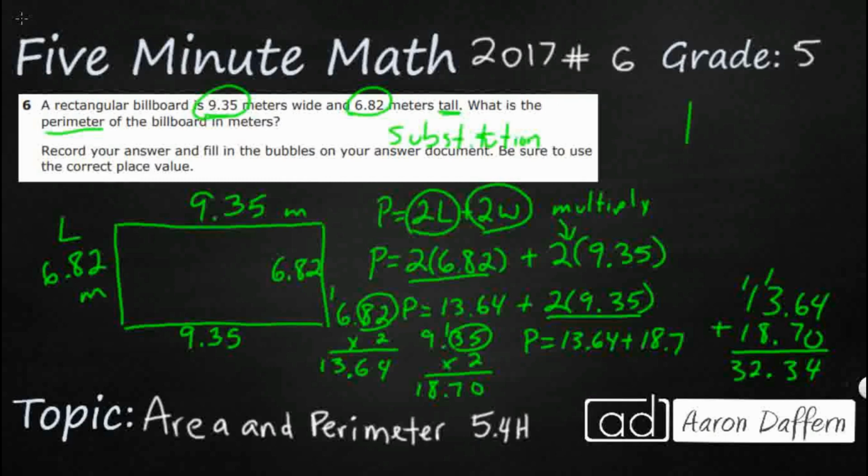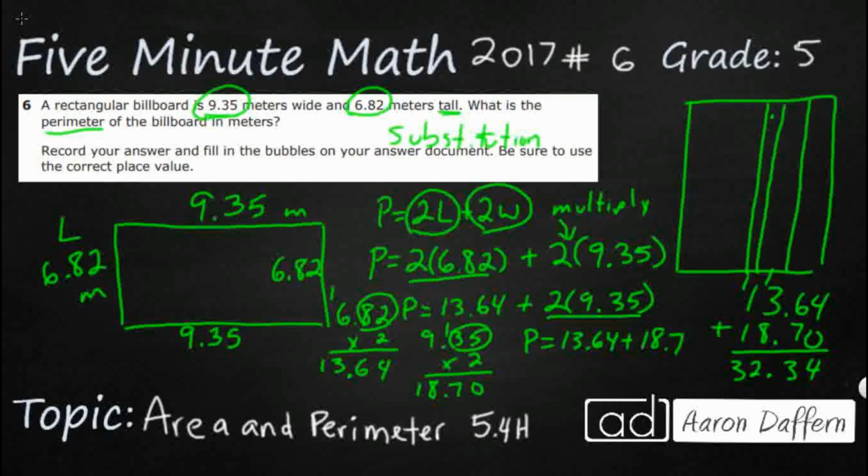32.34. So if I'm looking at my free response bubble here, it's going to look something like this. I have my decimal right there. I've got 2 digits behind the decimal. I've got 3 digits in front of the decimal. So make sure we put it right here, 32.34.